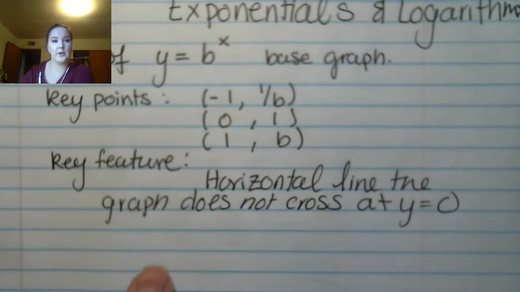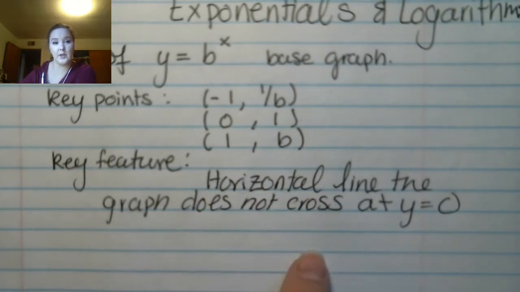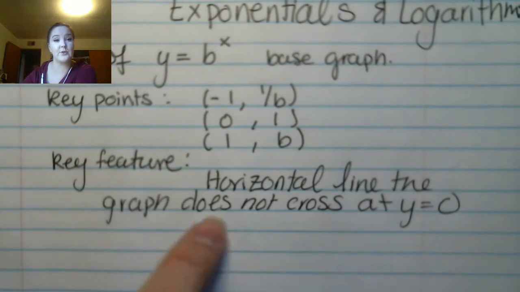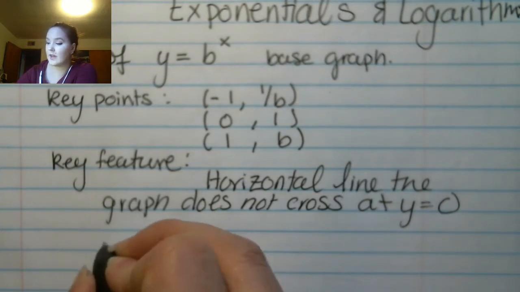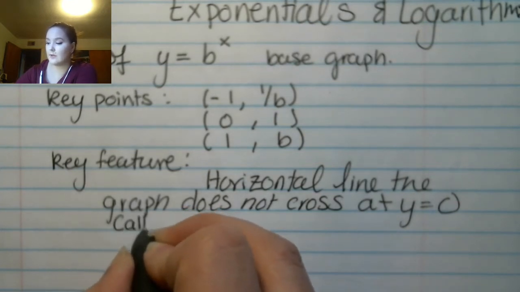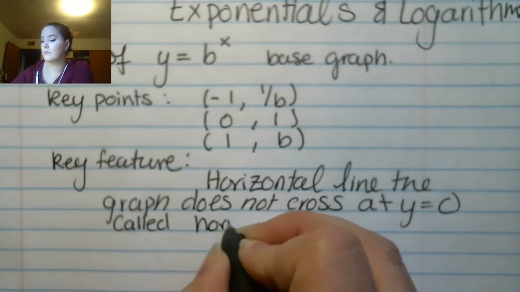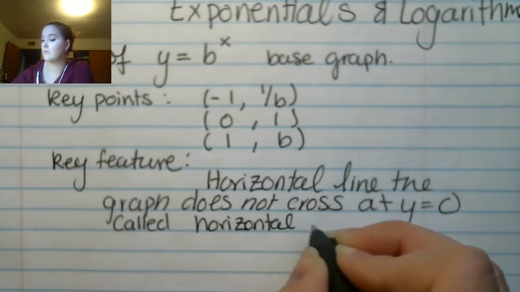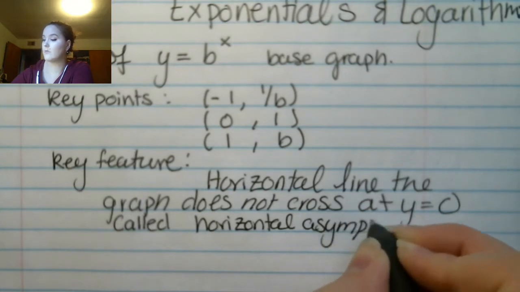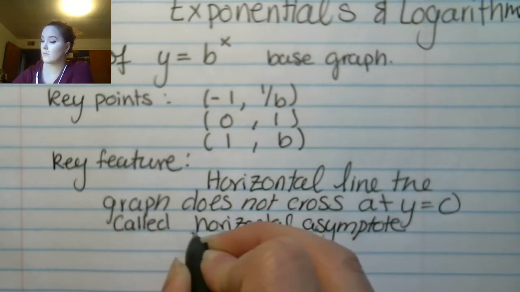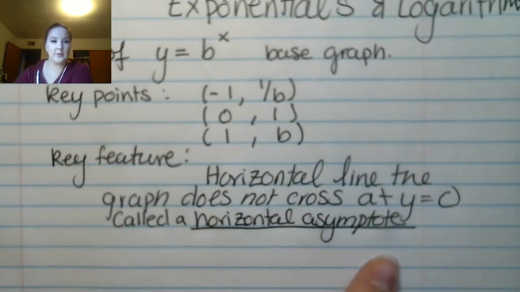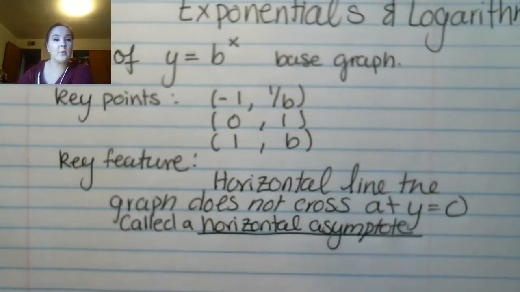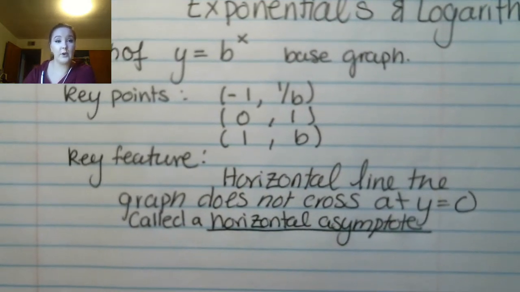Now we looked at other graphs that have these types of features. The 1 over x and 1 over x squared graphs both have these types of horizontal lines that the graph doesn't go across, but it just shows you the shape of the graph. In your homework, you'll see that these lines are called horizontal asymptotes. So when you see that in the homework asking about the horizontal asymptote, this is what they're asking about, that horizontal line that shows where the graph goes, but the graph does not actually cross that line.